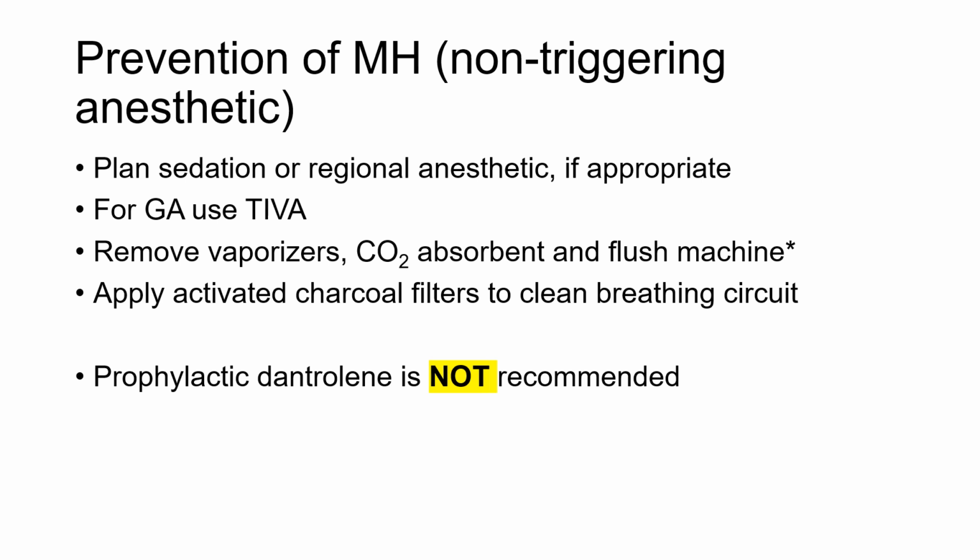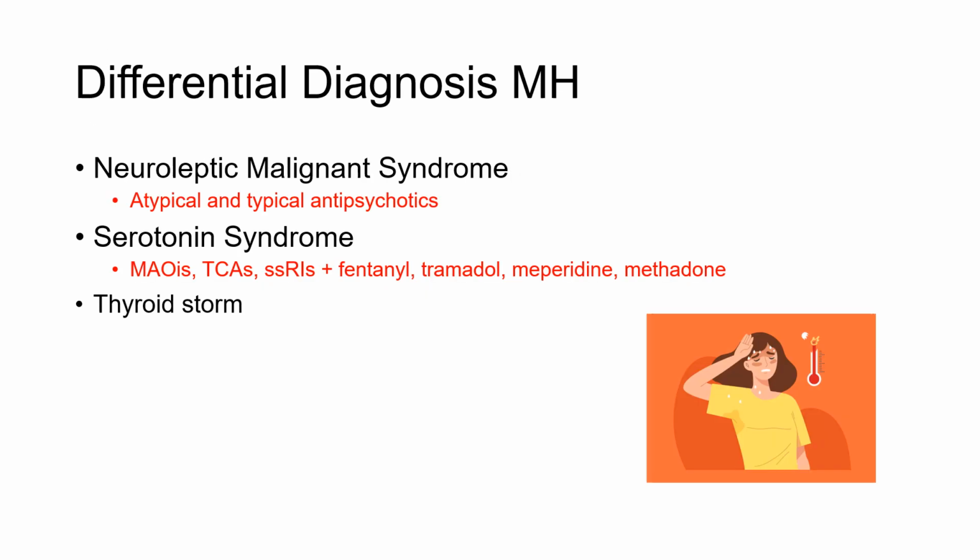Machine manufacturers will vary with their flushing instructions and duration, but the MHAUS recommendation is that anesthesia machines will still need to be flushed with high fresh gas flows, greater than 10 liters per minute, for 90 seconds prior to placing the activated charcoal filters on both the inspiratory and expiratory limbs. These filters are effective in keeping gas concentration below 5 parts per million for up to 12 hours with fresh gas flows of at least 3 liters per minute. Prophylactic dantrolene is not recommended.